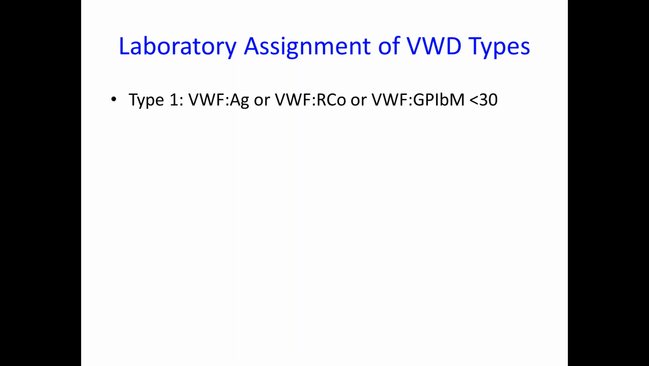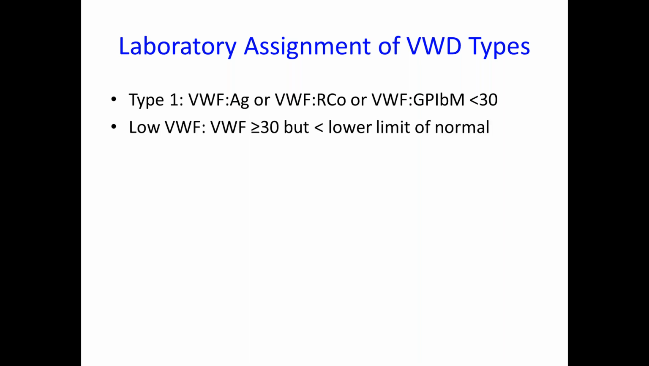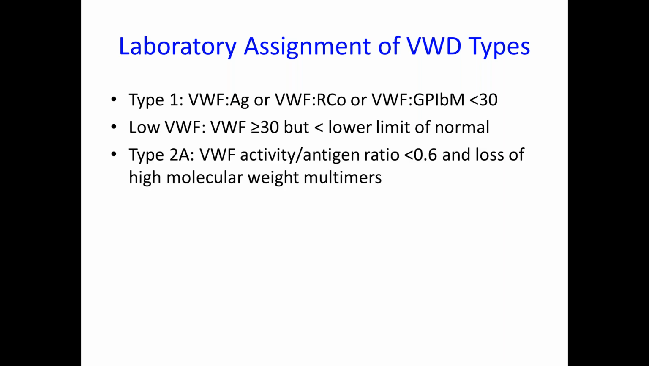For type 1 von Willebrand disease, this was a VWF antigen or ristocetin cofactor or GP1BM less than 30. We did have a category for this low VWF where the VWF was greater than or equal to 30 but less than the lower limit of normal.